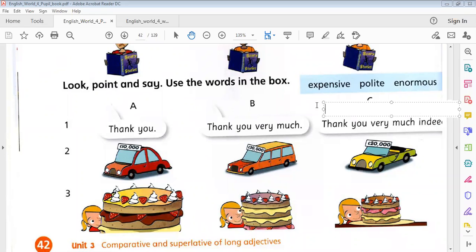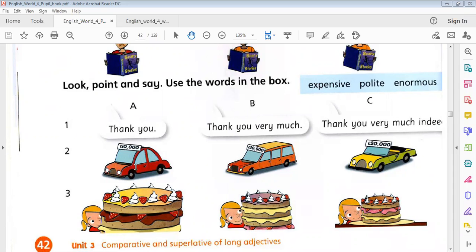C, like that. Let's write it. C person is the most, okay? Don't forget, not just most, the most polite. That's all. That's all you write, okay? C is the most polite.